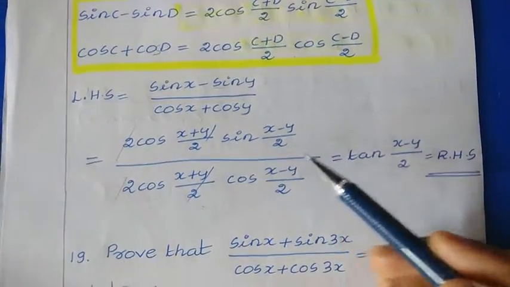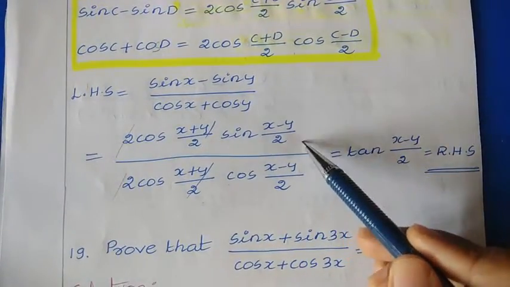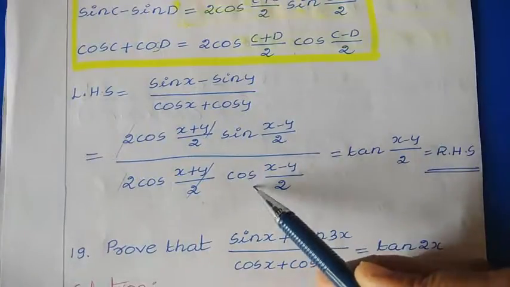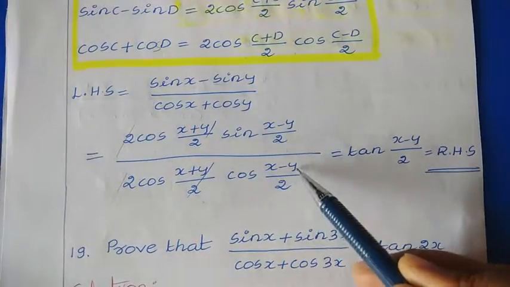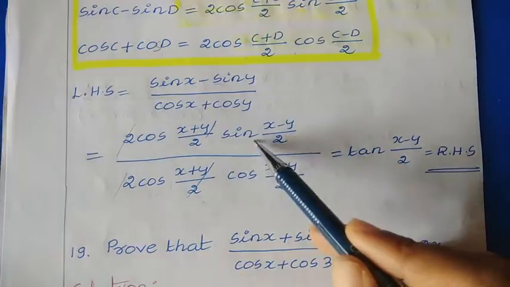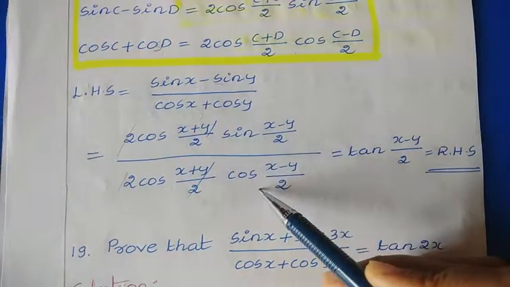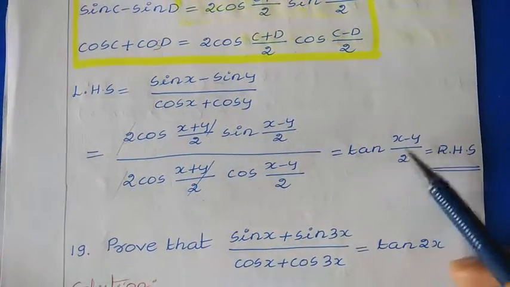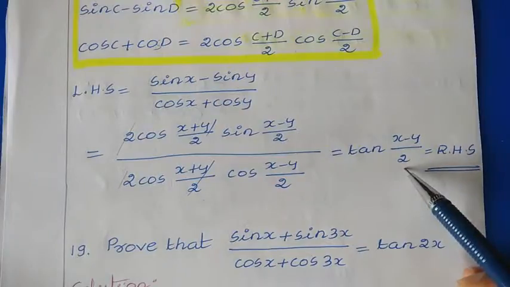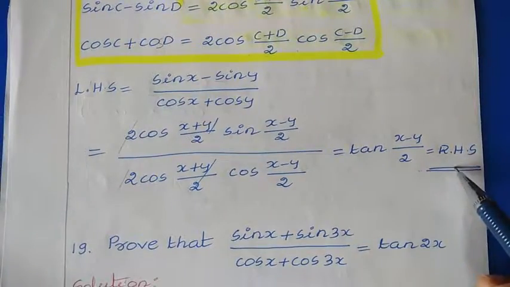So the remaining value is sin((X minus Y)/2) divided by cos((X minus Y)/2). Sin by cos, sin upon cos, is tan. So I can write here tan((X minus Y)/2). That is equal to RHS.